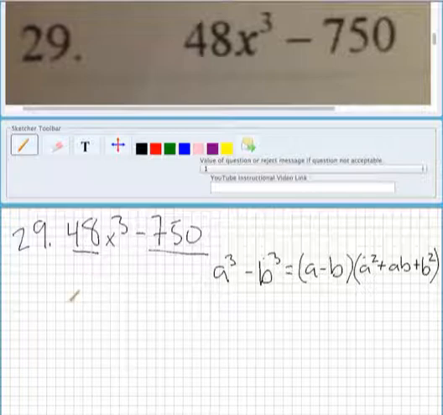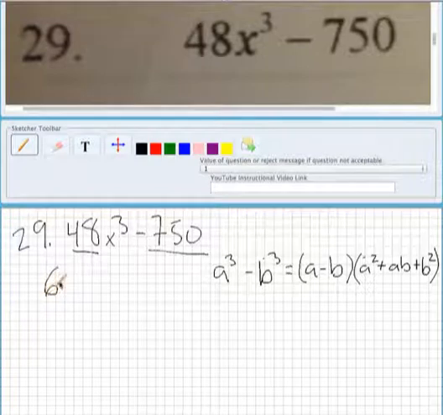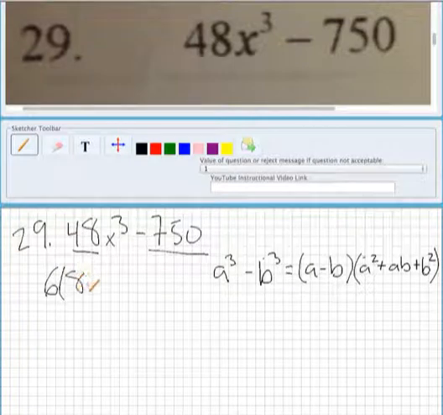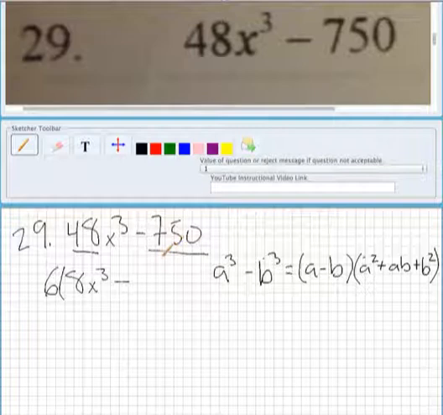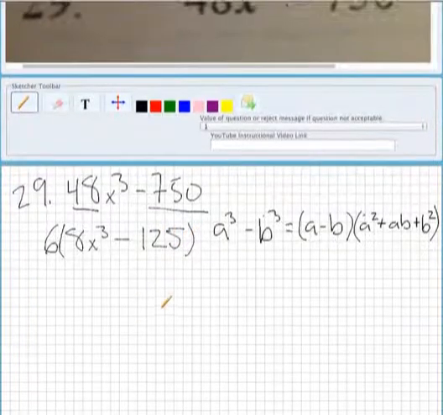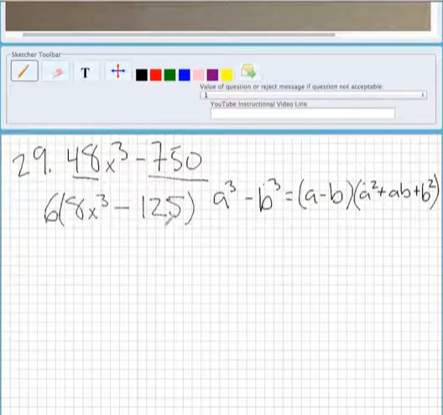And I actually did a little bit of math before, and I saw that 6 divides into both of these things evenly. So 48 divided by 6, what's left over is 8x cubed minus, and then 750 divided by 6 is going to be 125. Okay?